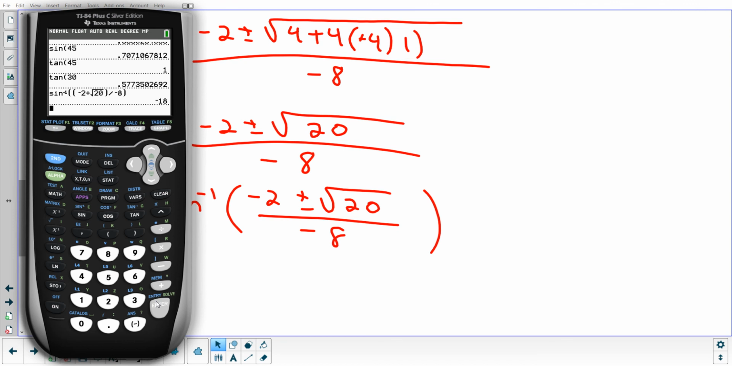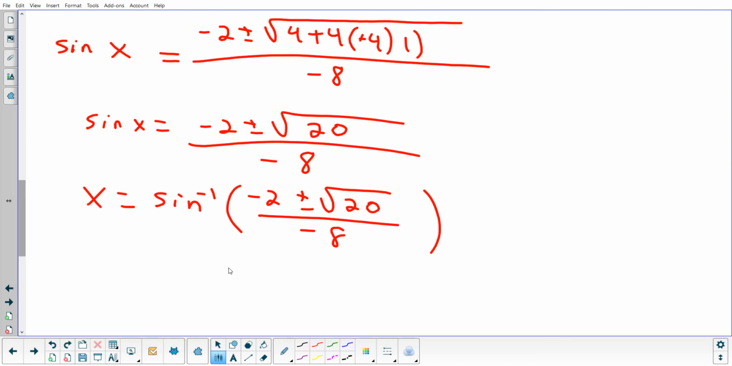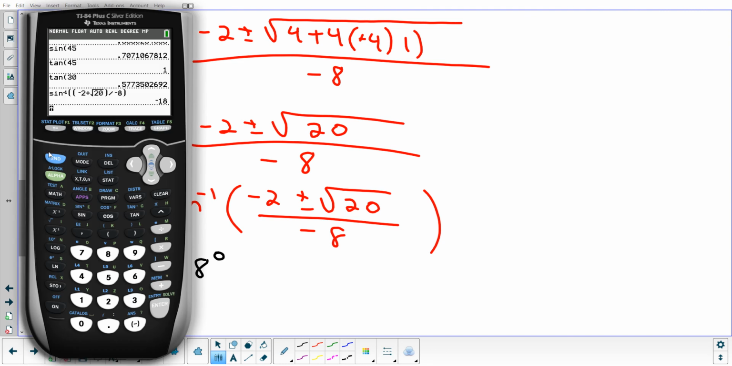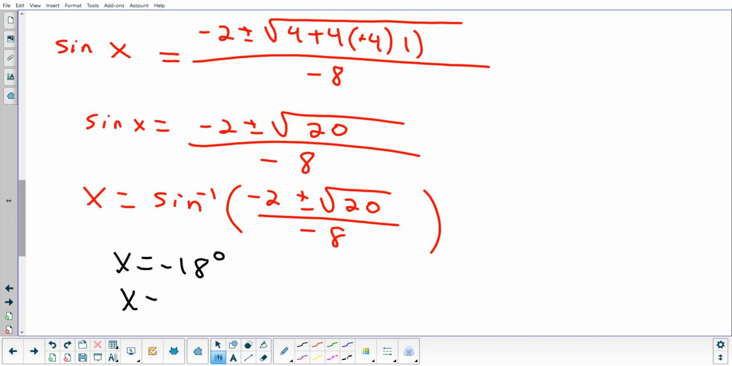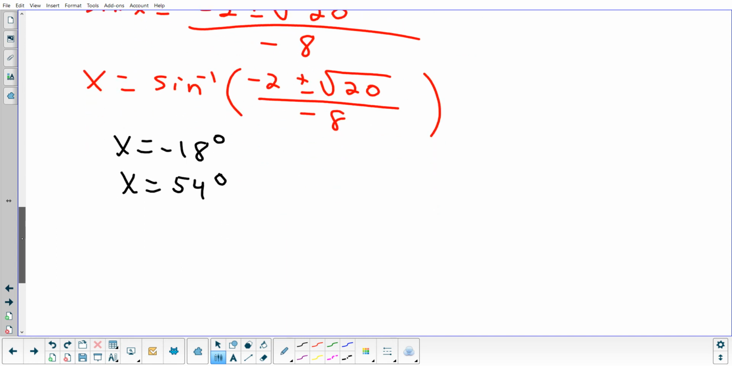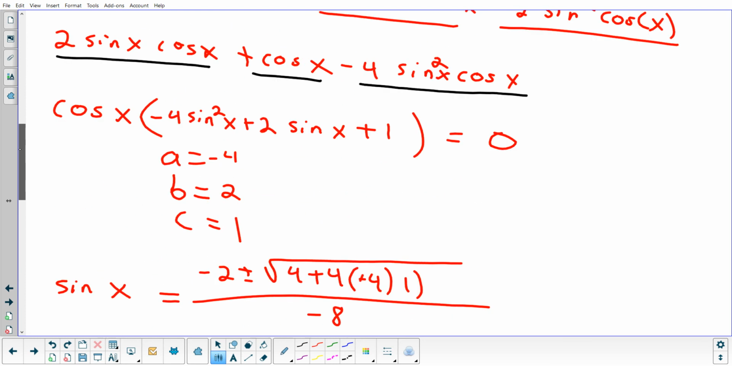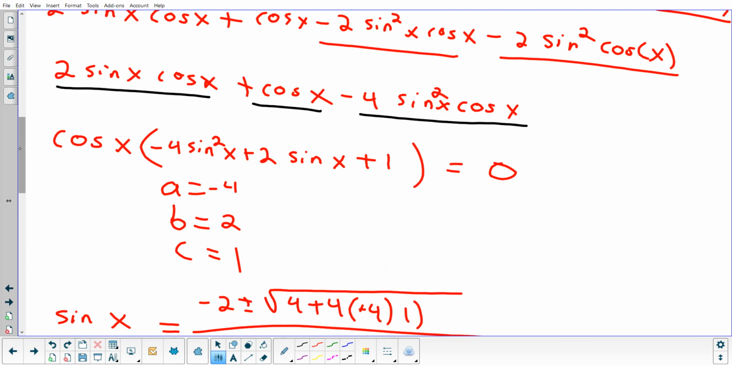Okay, so I got -18. That's degrees. Now, let's type the same thing in again, except we're going to make this a minus. And I got 54 degrees. All right. So I think we found our solutions here.